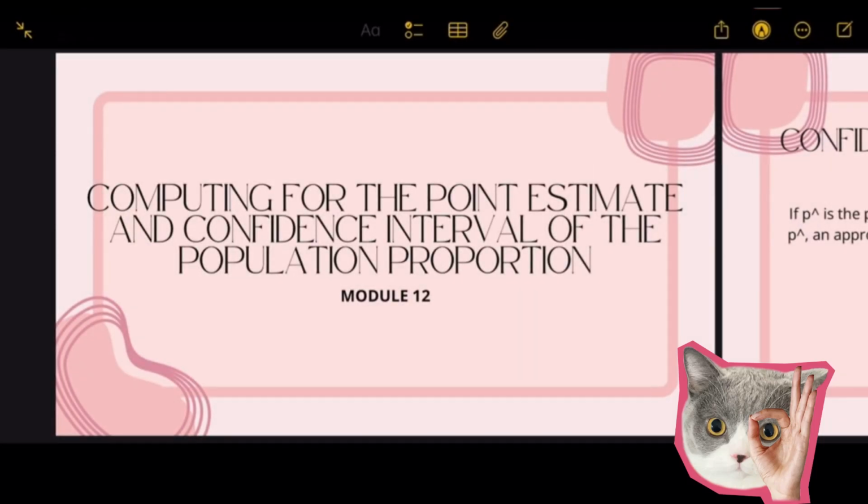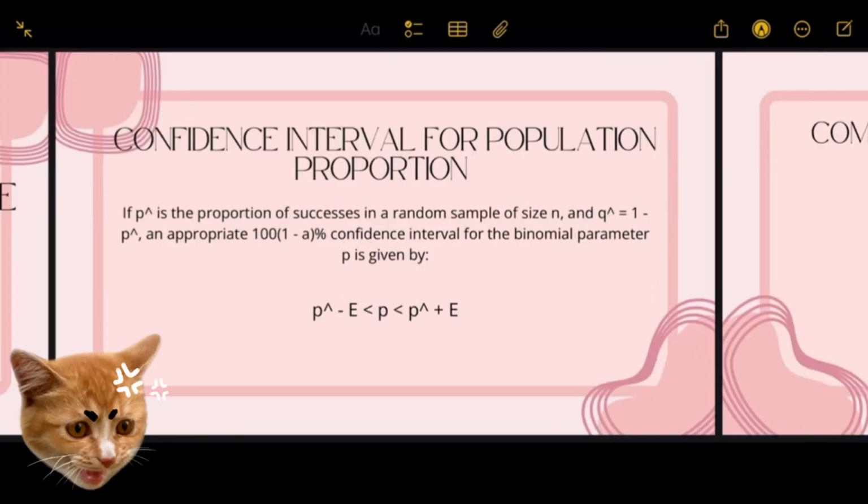Hello everyone, for today's video lesson, we'll be discussing Module 12, Computing for the Point Estimate and Confidence Interval of the Population Proportion. Confidence interval for population proportion.